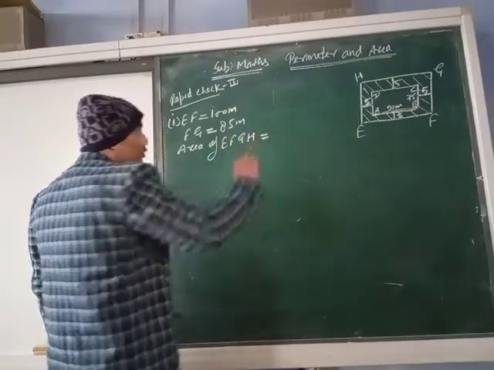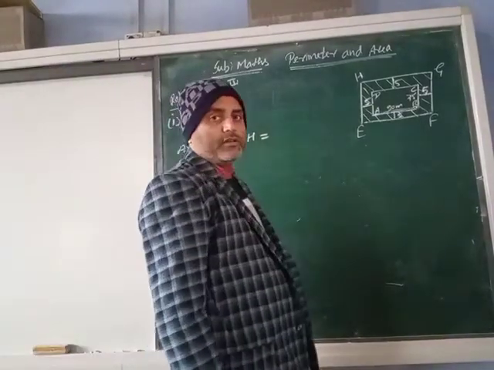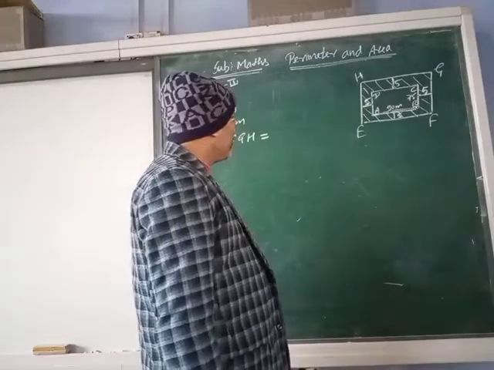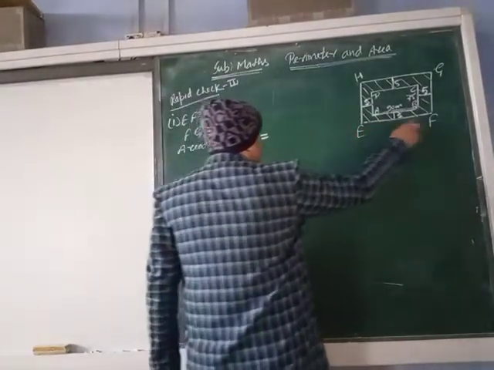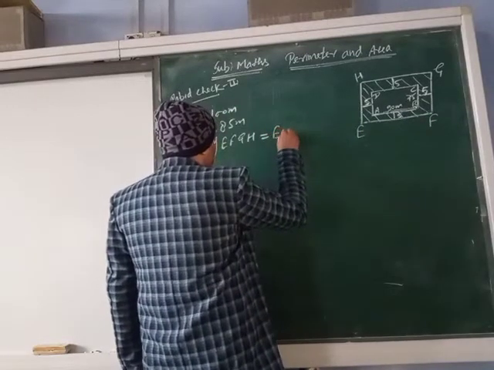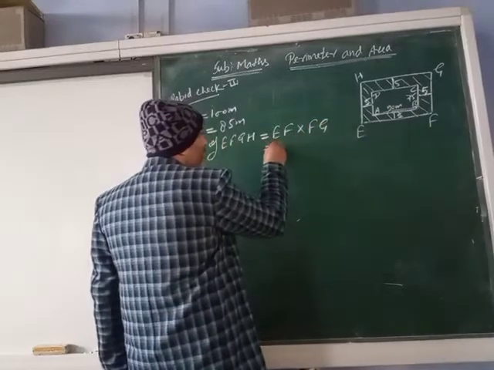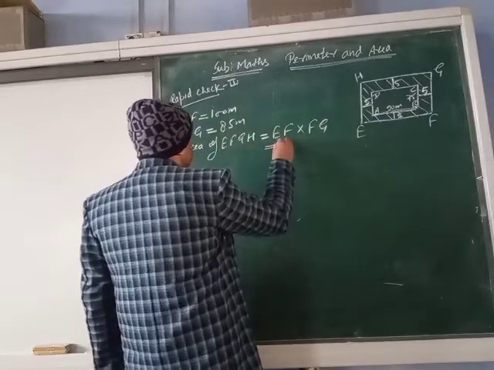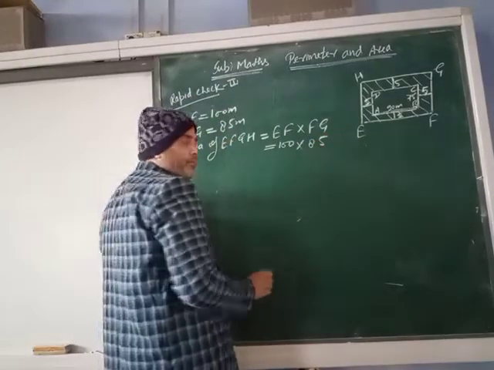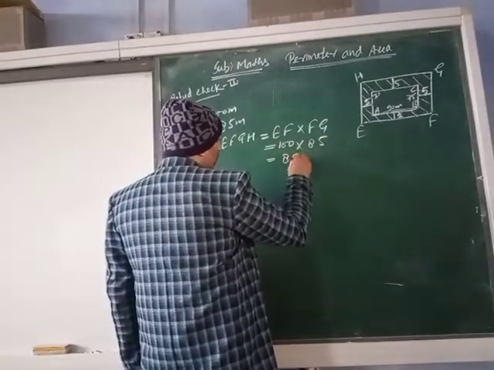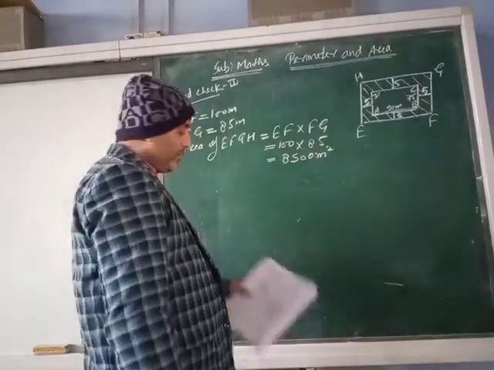You know in the diagram EFGH is a rectangle, and the area of a rectangle is length into breadth. So what is the length? EF multiplied by FG. What is the area? 100 times 85. So the answer is 8500 meter square.